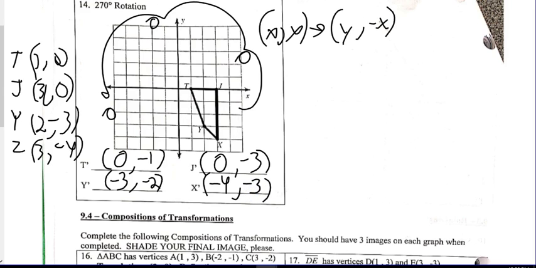So here we go. 0, -1 is right here. 0, -3 is right here. -3, -2 is right here. And -4, -3 is right here. And like we talked about, X prime is pointing that direction. So here's my T prime. 0, -3 is my J prime. And this is my Y prime. Simple enough.